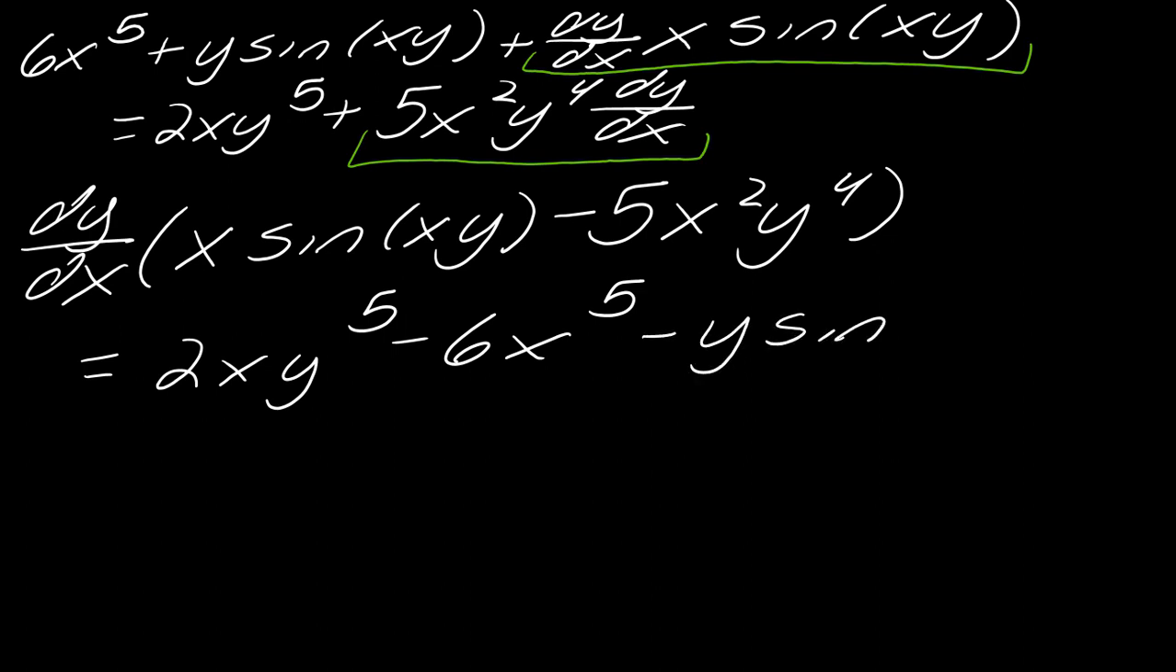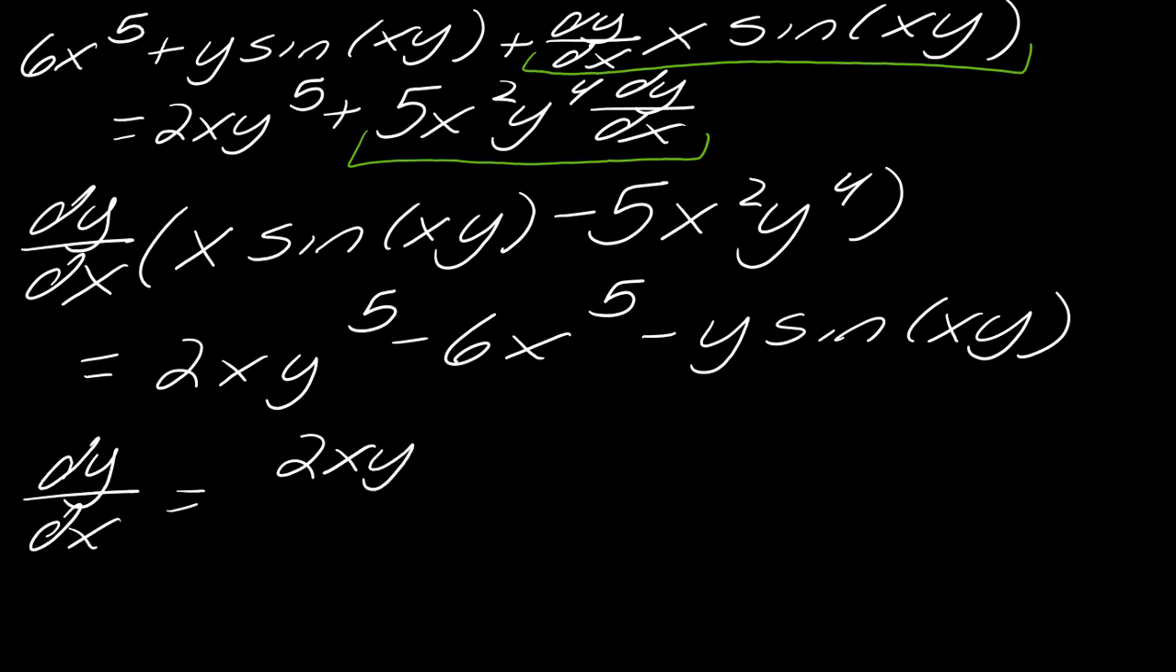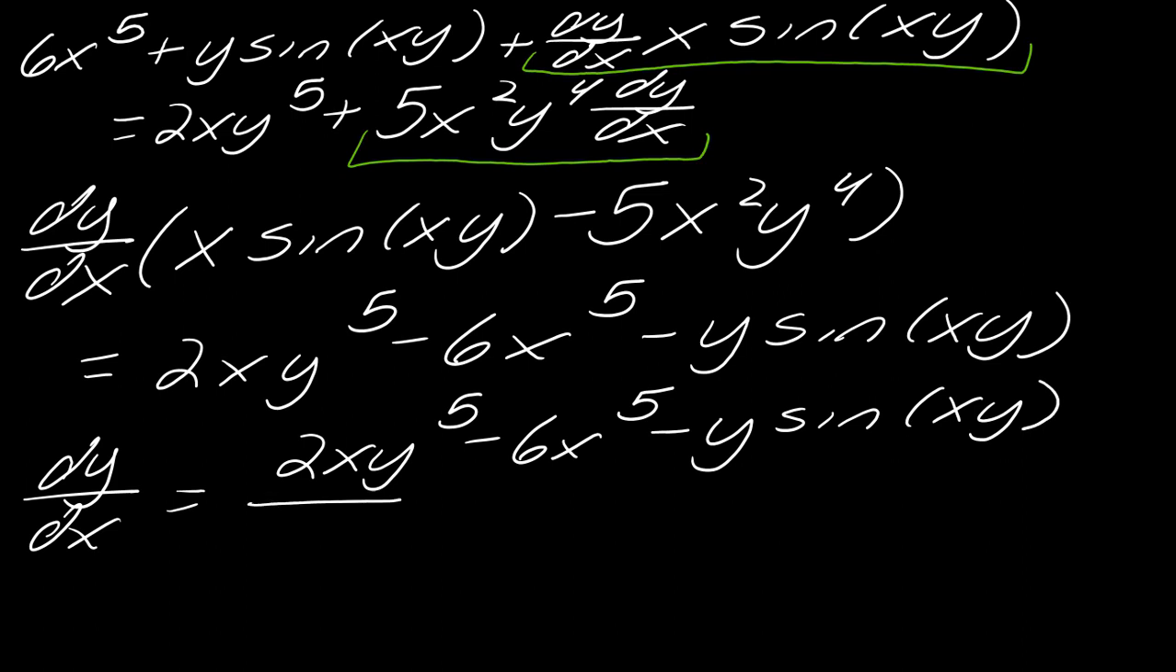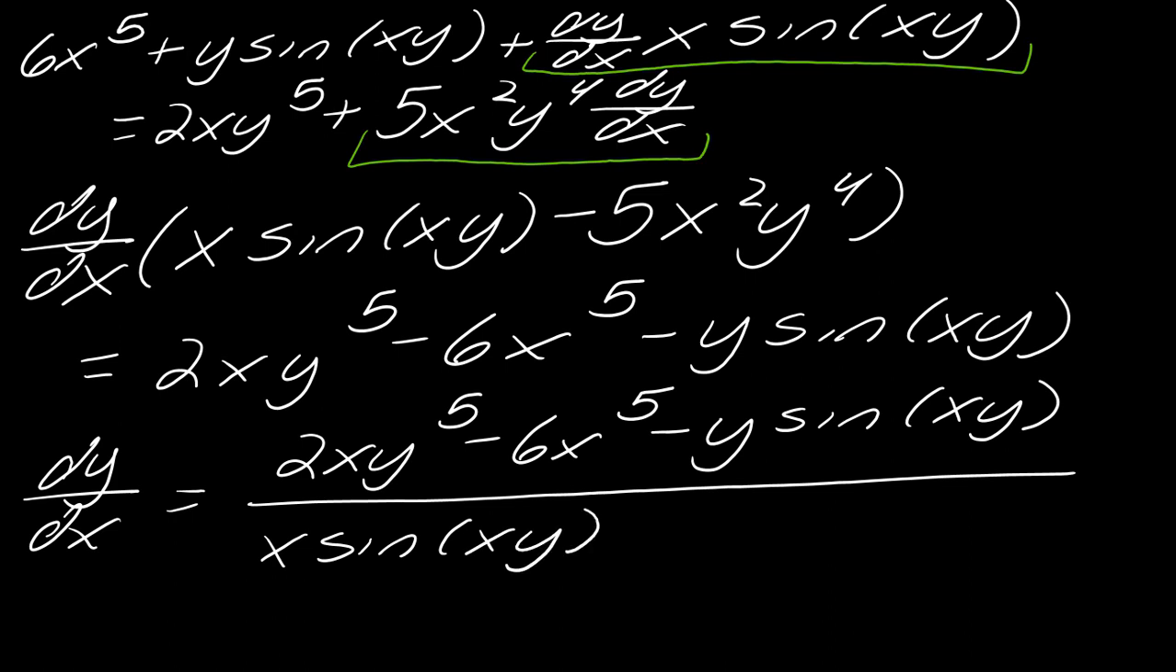y sine of xy. And so actually now this is simple to finish, so it's kind of a lot to look at, but once you figure out where your dy dx is and you factor it out, then usually the last part is just division. So my final answer in this case is going to be dy dx equals 2x y to the 5th minus 6x to the 5th minus y sine of xy over x sine of xy minus 5x squared y to the 4th. And now we're done.